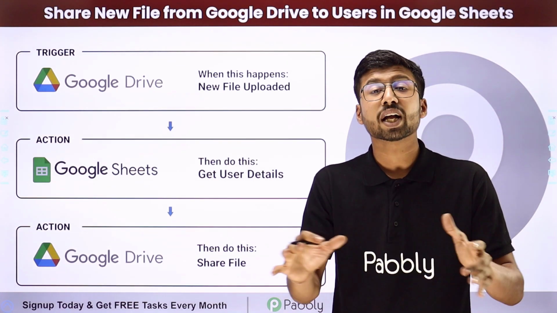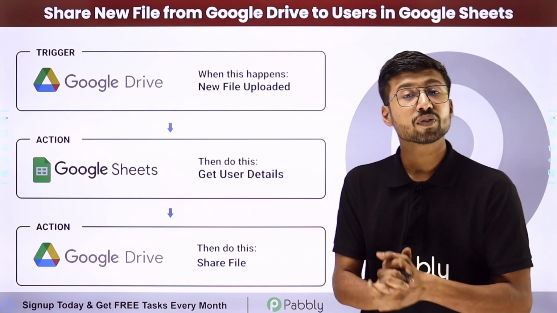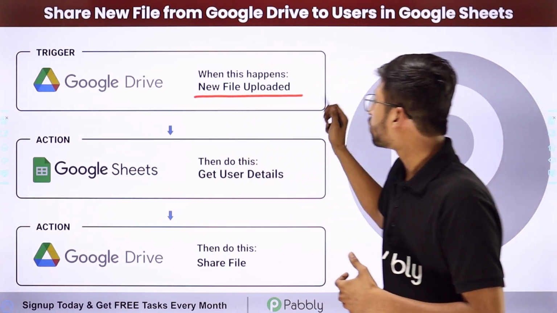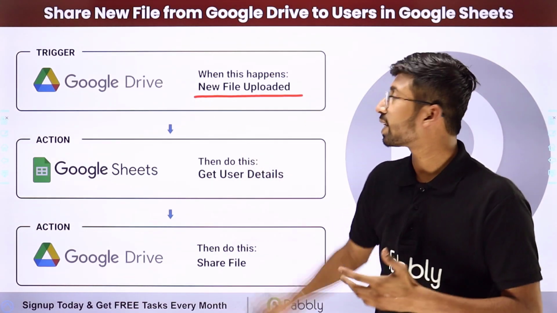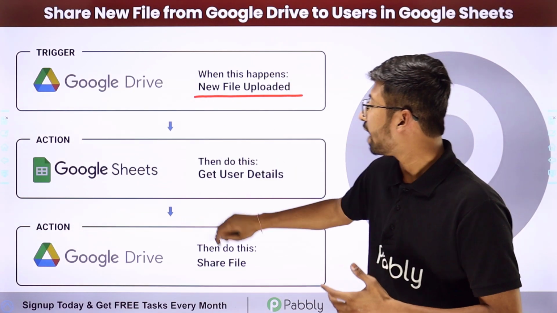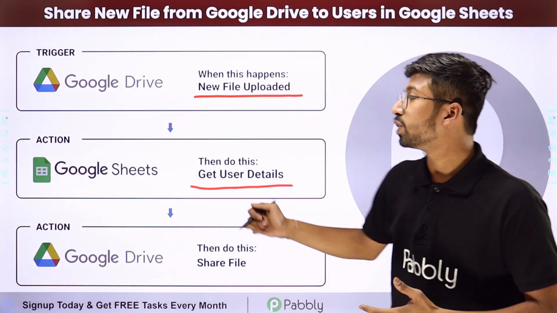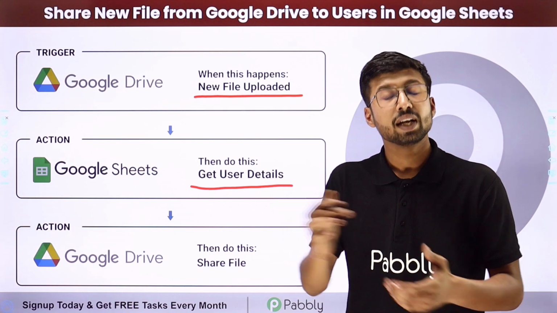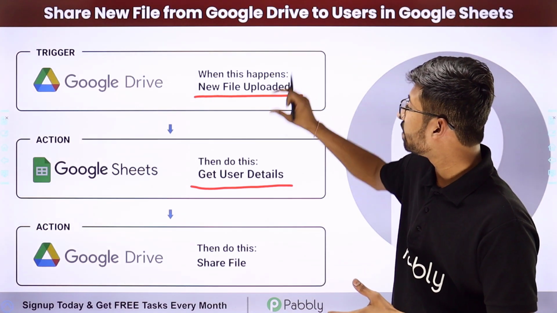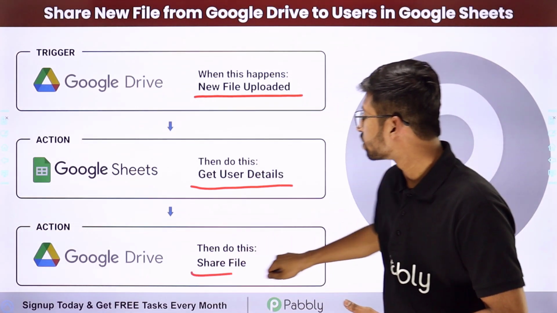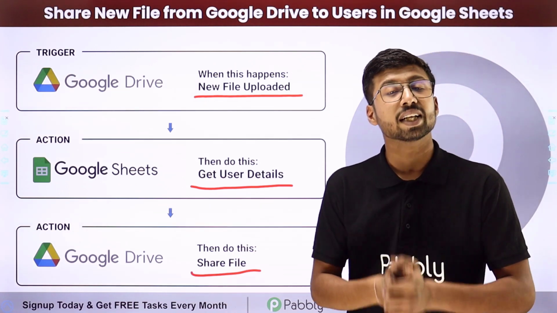So let me tell you, you can actually automate this process in such a way that whenever a new file is uploaded in our Google Drive folder, automatically we will get the details of the file, and after that we will get the details of the users to whom we want to share the file. And in the last step, we will share the same file which was uploaded to the users whose details we had in our Google Sheet in the next step.